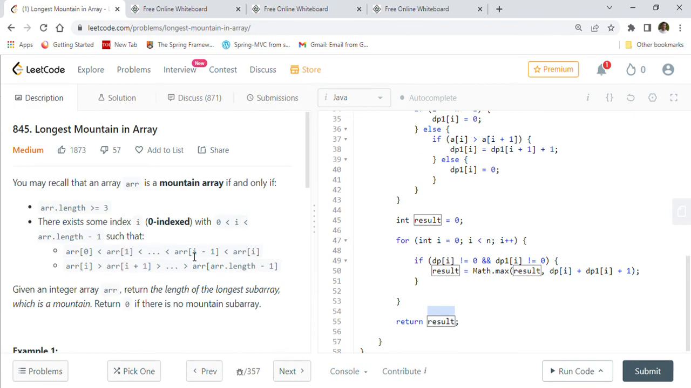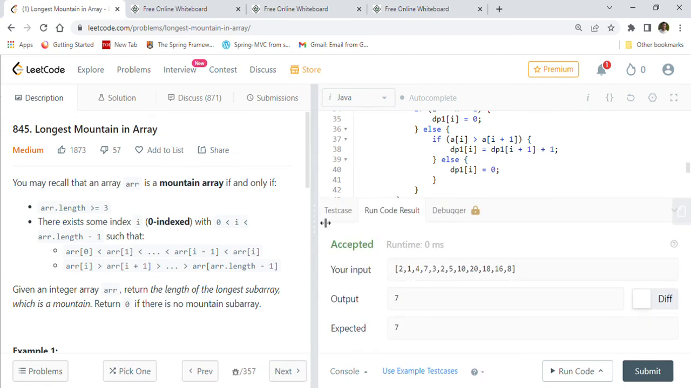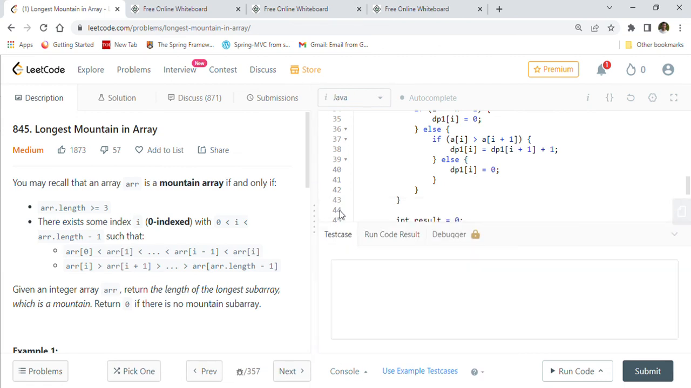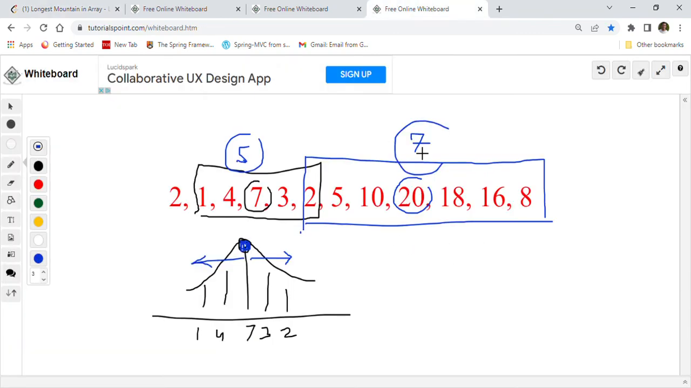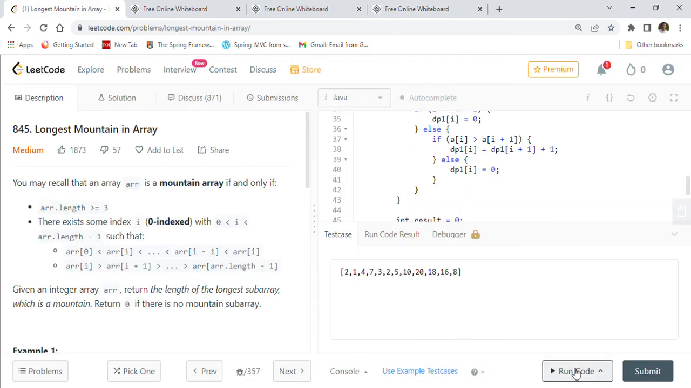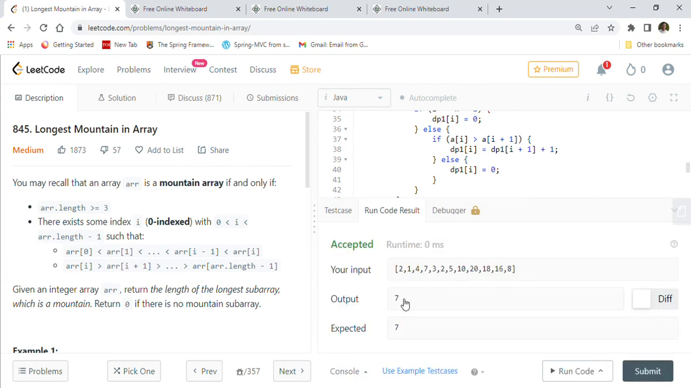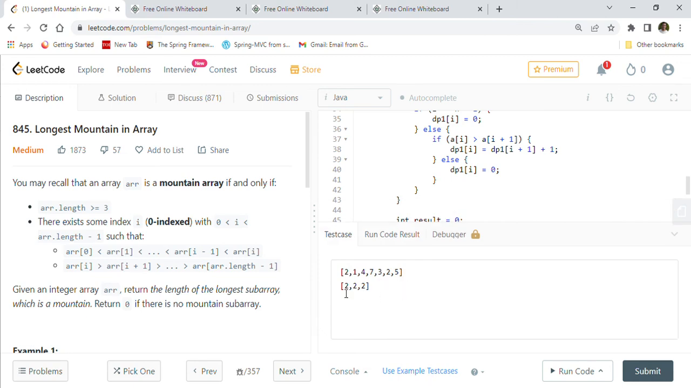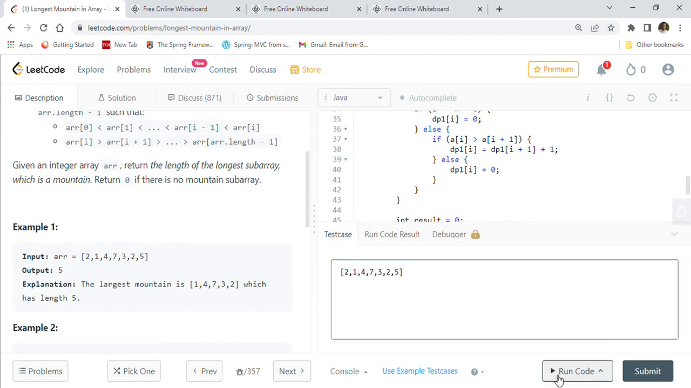So let's go ahead and test this solution with the same example that I created. This is the same example we saw here, so 7 should be the answer we are expecting. We are getting 7, which is the correct answer. Let's check out their test cases. Let's just do this first test case. This should give us 5.